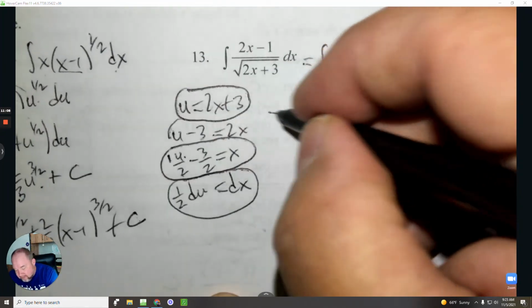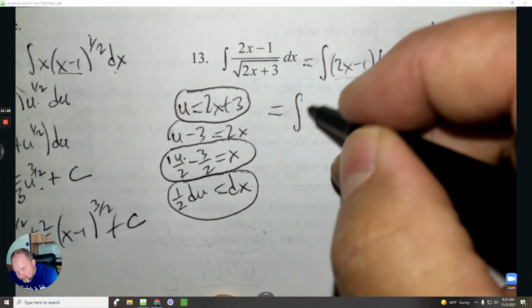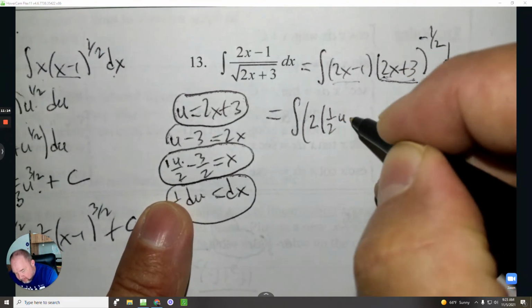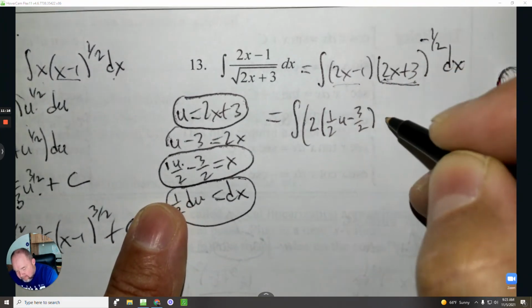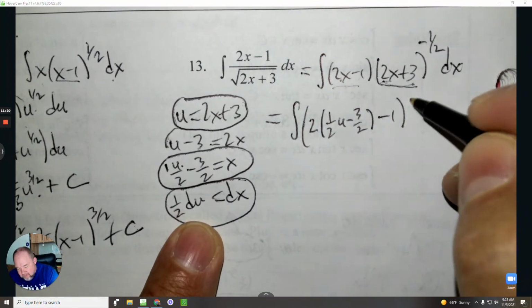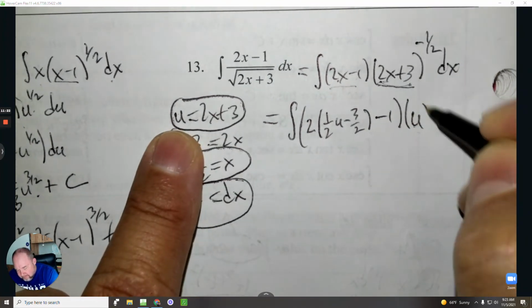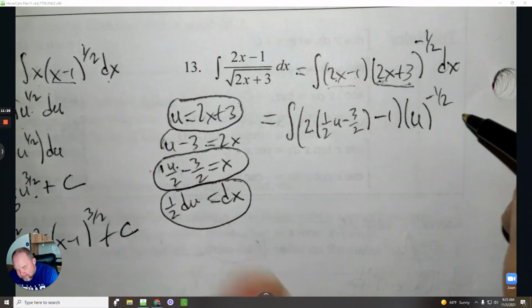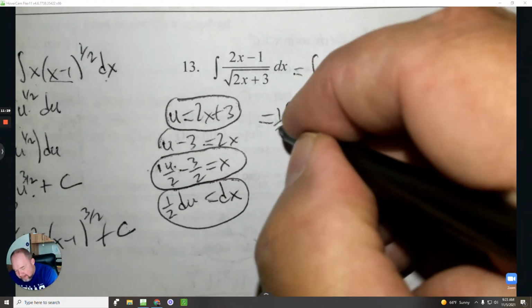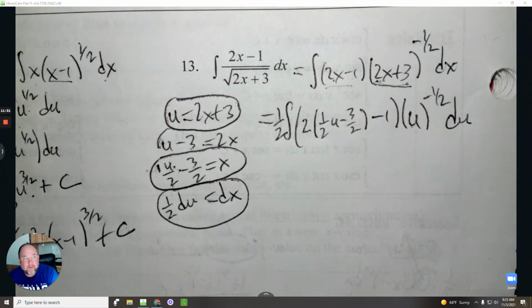So now I go back to the question. Where there's an x, I'm going to put in 1/2 u subtract 3 over 2. And then subtract 1, close it. 2x plus 3 is u, that's to the negative 1/2. And then dx is 1/2 du. And I'm going to put the 1/2 in front. That's a property of integration I can do.